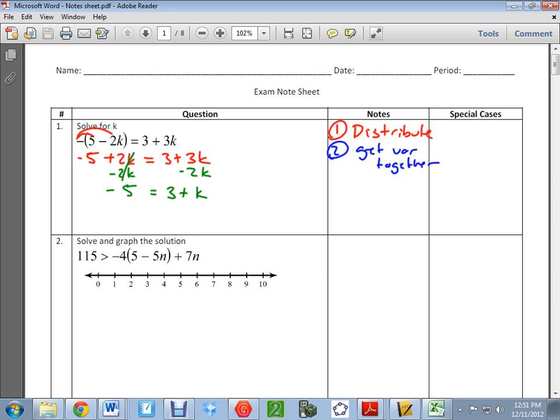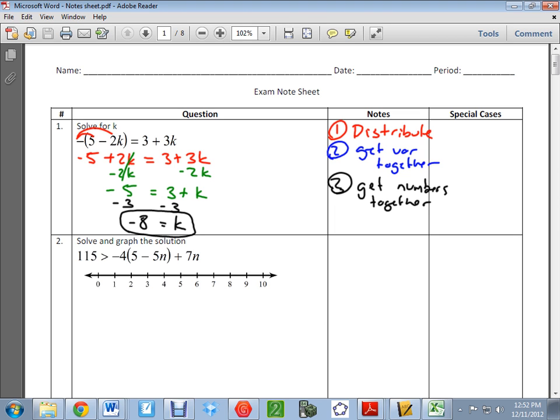Get the variables together. The next step, after we get the variables together, is to get the numbers together. Again, you can do this in one of two ways. You can add or subtract them to either side if they're on opposite sides, or you can combine them if they're on the same side. How do I get the numbers together on this one? Subtract the 3 from both sides, and this will get me k is equal to negative 8.